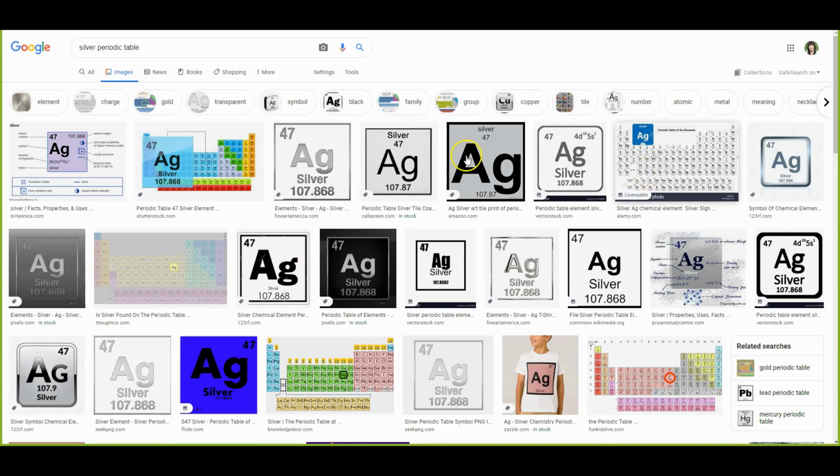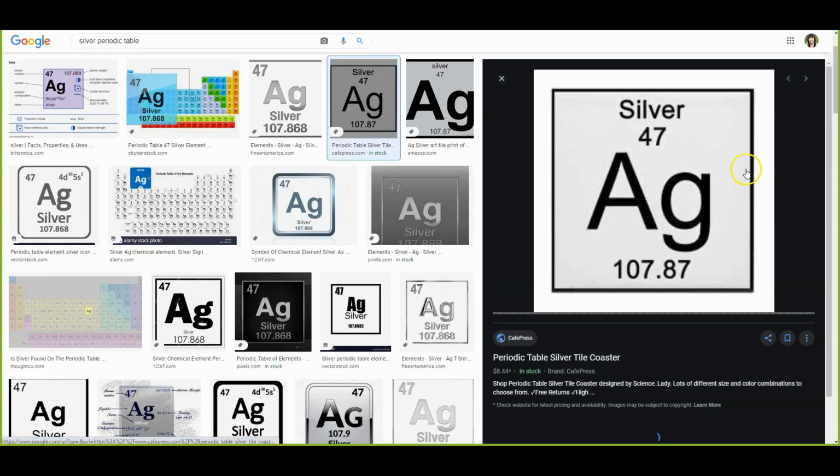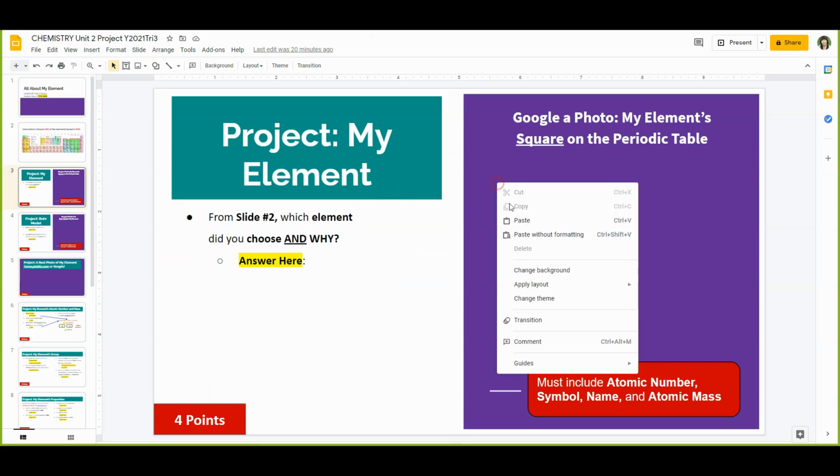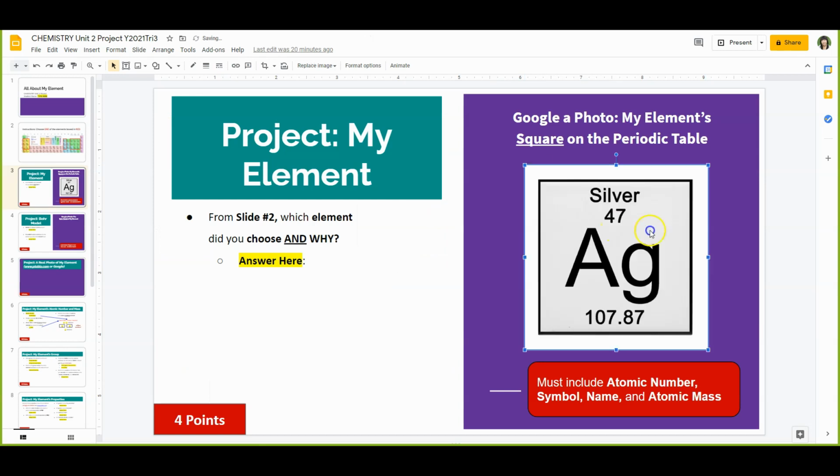So taking a look here, any of these here would work, right? So just right click and copy it, come back over here, right click and paste it, and then make sure you put it in the right spot. Again, do not copy this one. Do not copy this. Silver is not an option you are allowed to choose.